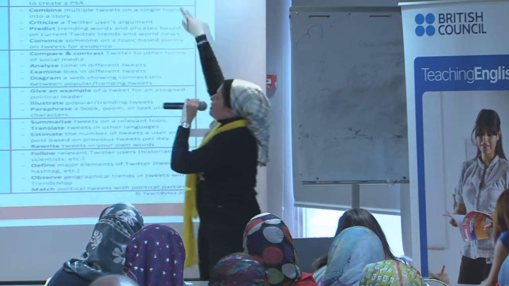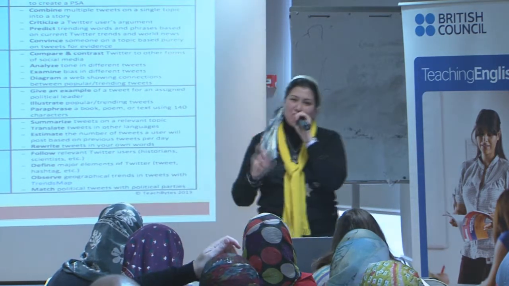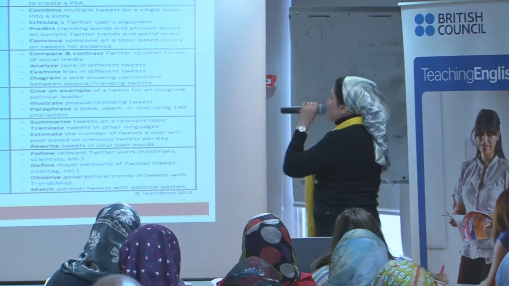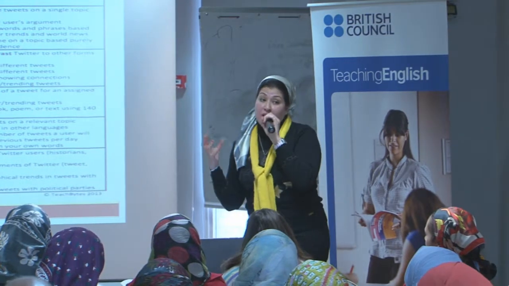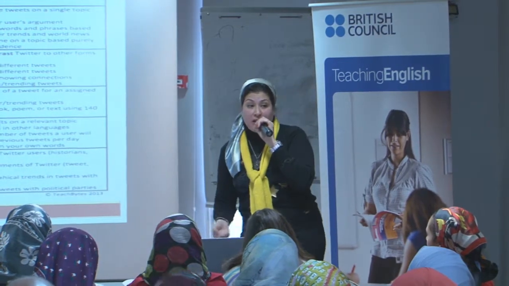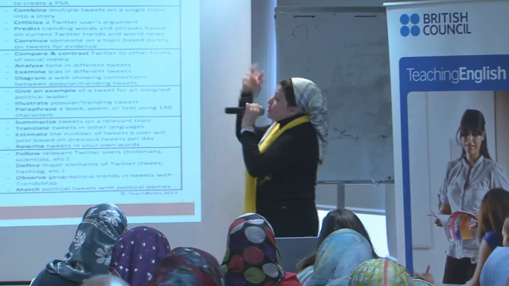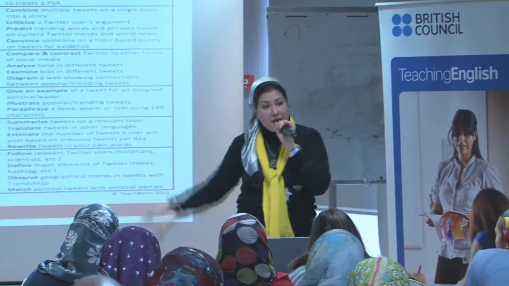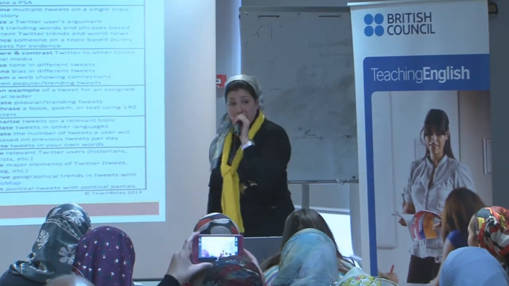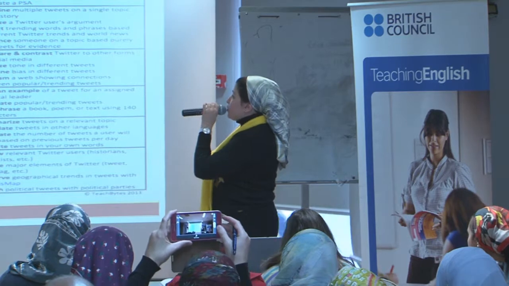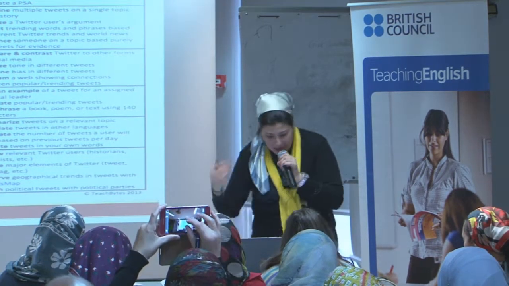If you want them to create, they can create a fake, which we shouldn't teach them to do, a fake but accurate Twitter profile for a historical or literary figure, and they imagine the kind of tweets this figure would put on Twitter. Remix trending tweets with video and music to create their own page. Criticize a Twitter user's argument. Predict trending words and phrases based on current Twitter trends and world news, and so on. Many uses of Twitter.